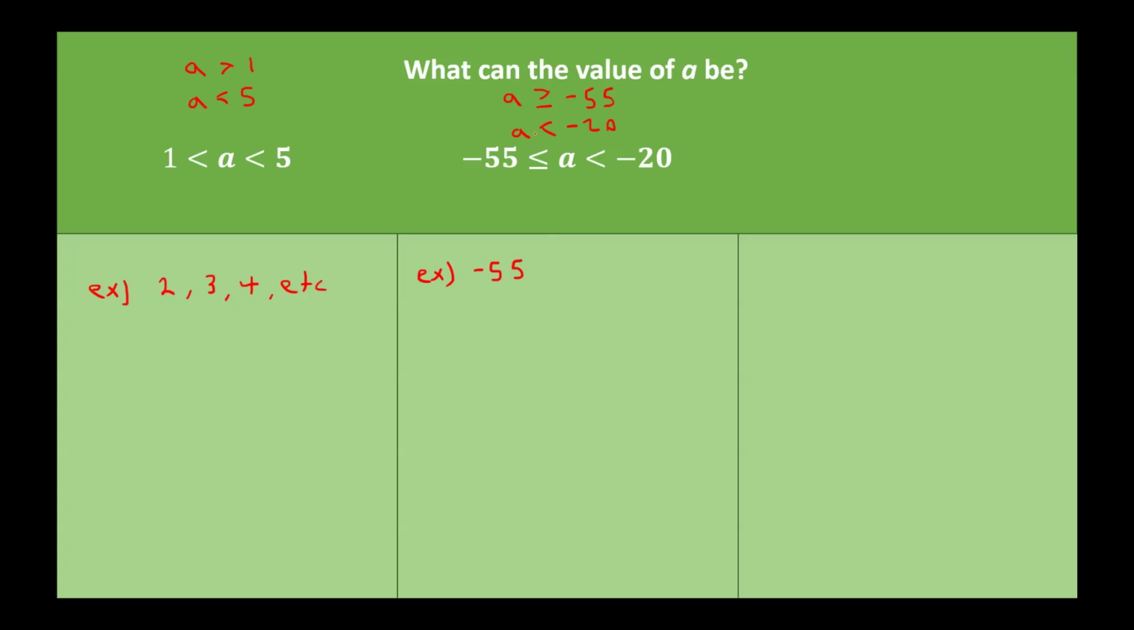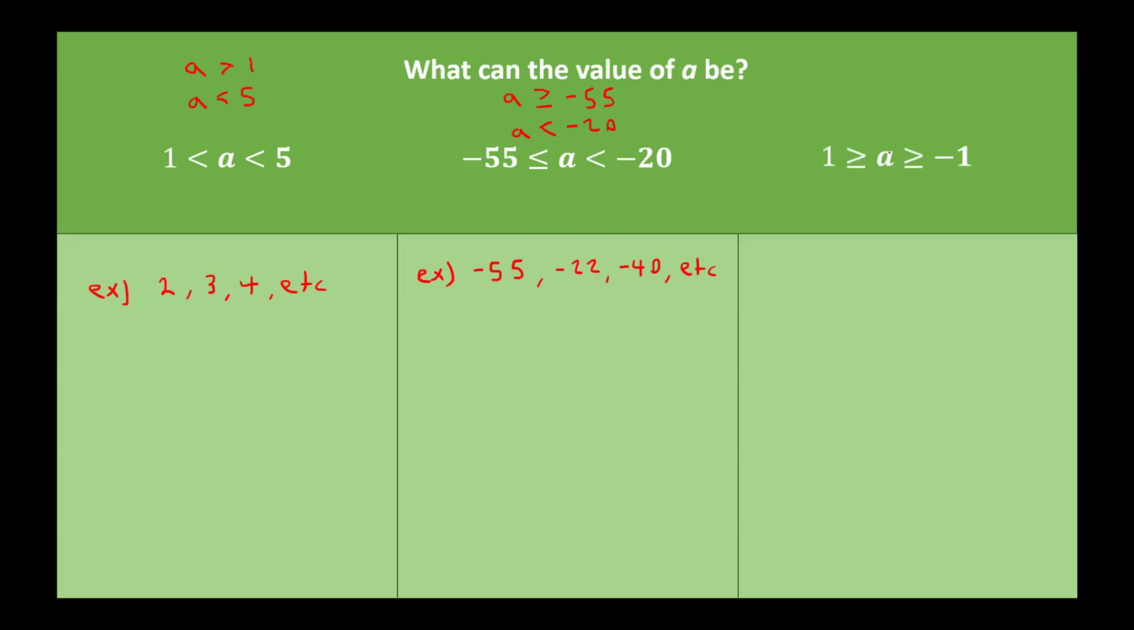What's another number? So if I'm less than negative 20, that means negative 22 would work, and if I'm greater than negative 55, negative 22 would still work. So let's go negative 22, negative 40, etc., right? These values could all work. I couldn't pick negative 20 though, because I'm only less than negative 20. I'm not less than or equal to.